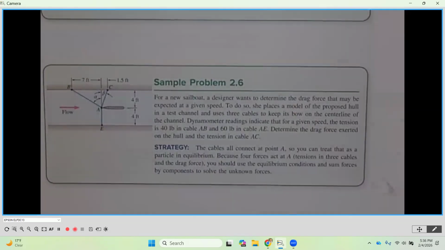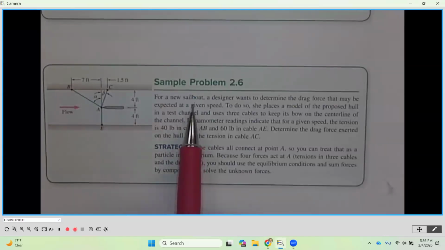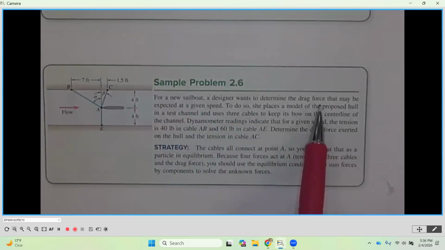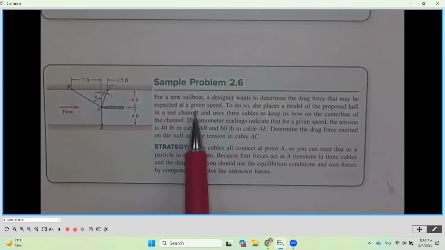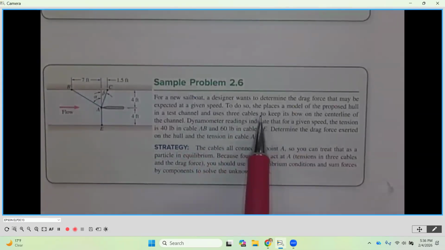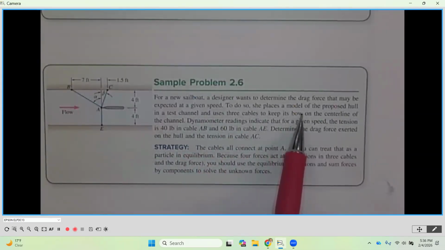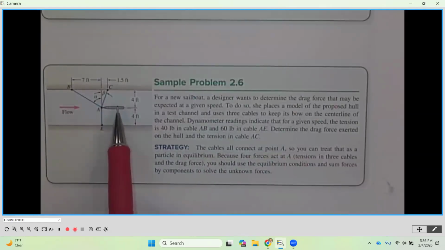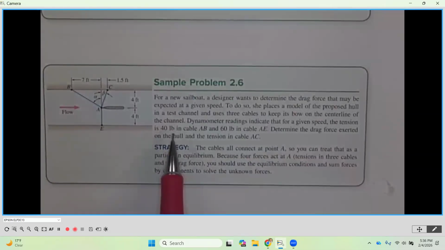Okay, so what we have here is, for a new sailboat, a designer wants to determine the drag force that may be expected at a given speed. To do so, she places a model of the proposed hull, and that's what you see here, this brownish section, in a test channel and uses 3 cables to keep its bow on the center line of the channel. So that's right down the middle here.